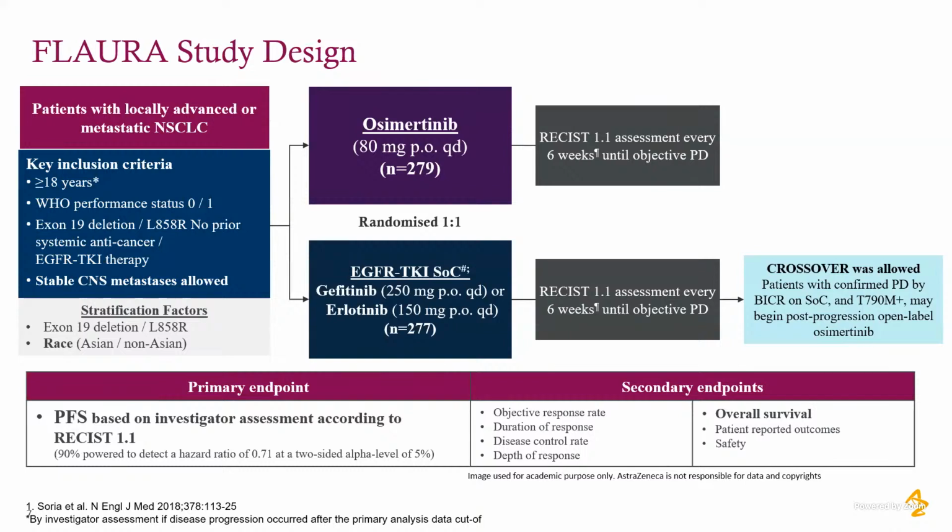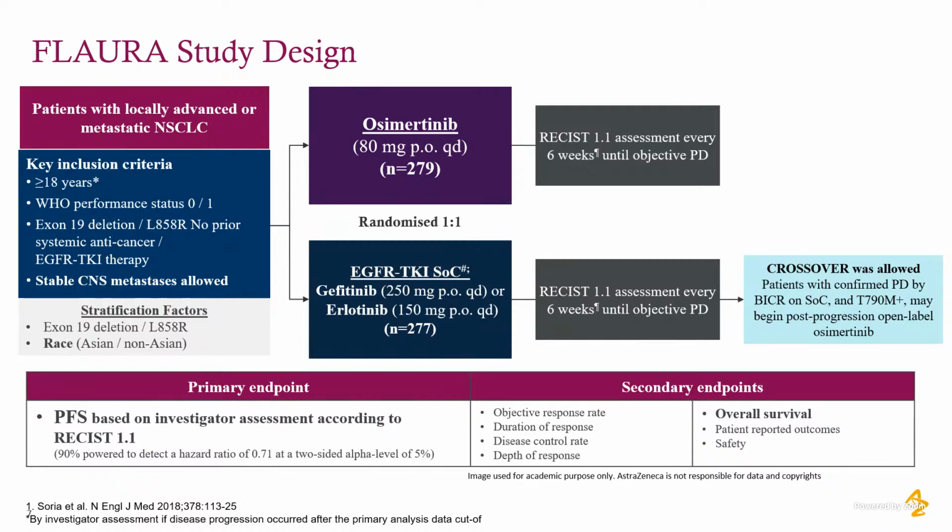The FLORA study design was in patients with locally advanced or metastatic non-small cell lung cancer. Inclusion criteria were age more than 18 years, WHO performance status 0 to 1, exon 19 deletion or L858R, and no prior systemic anti-cancer or EGFR TKI therapy. Stable CNS metastasis was allowed in the study. Osimertinib was given at a dose of 80 milligrams orally daily. The patients were divided 79 and 277.